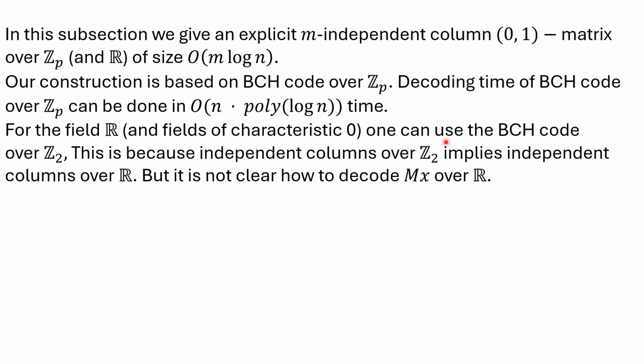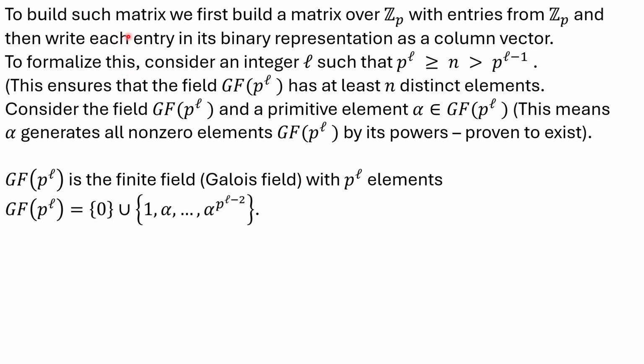Independent columns over Z2, we use coefficients only 0 or 1. So it has to be that they are also independent over R. To build such a matrix, we first build a matrix over Zp with entries from Zp, and then write each entry in its binary representation as a column vector. To formalize this, consider an integer L such that p to the L is greater than n, which is greater than p to the L minus 1. This ensures that the field GF has at least n distinct elements.